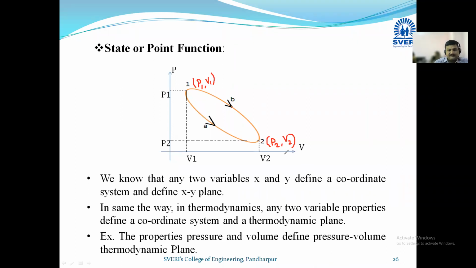Here, with the help of the coordinate system, we can define the thermodynamic property on the thermodynamic plane. Here, the thermodynamic properties are utilized to name the axes. X-axis is nothing but the volume. Y-axis is nothing but the pressure. So here, pressure and volume on this thermodynamic plane we can find out by using this coordinate system.